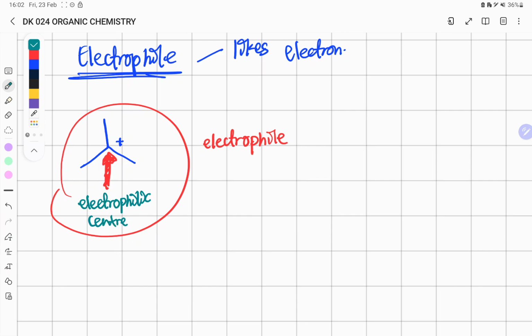So, electrophilic center adalah dekat tempat yang kurang elektron. Tempat mana, carbon mana yang nakkan elektron. Another example.